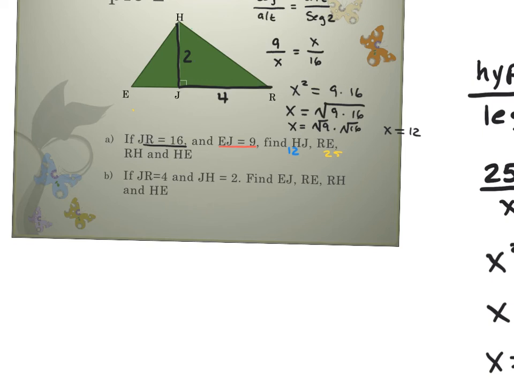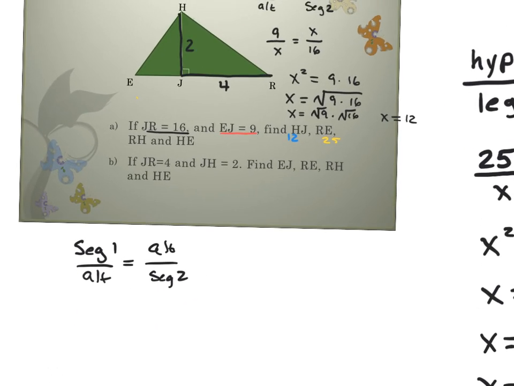The first one. The second one. I think the first one as well too, because the first formula says what? Segment 1 over altitude is equal to altitude over segment 2. Now notice here, we know 2 of those 3 things. That's fantastic. When you know 2 out of 3, you are in a great place. Talk to me. All right, so I'm going to do 4 as segment 1. 4 is segment 1. So 4 over 2 is equal to 2 over x.